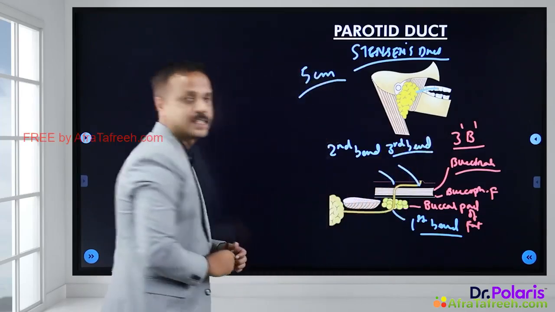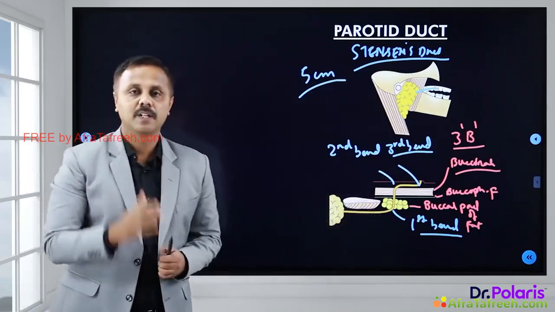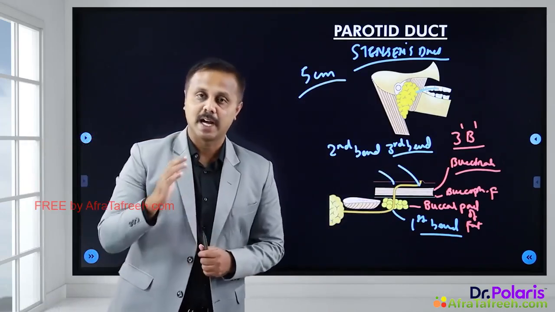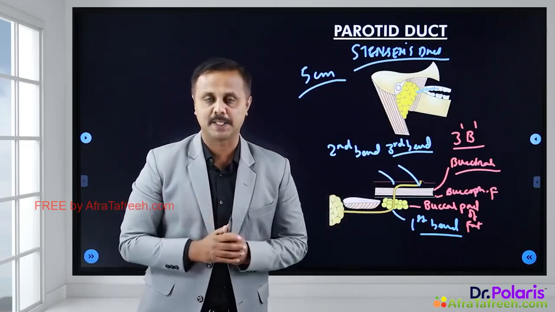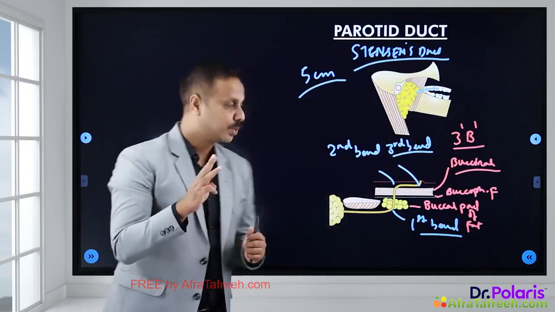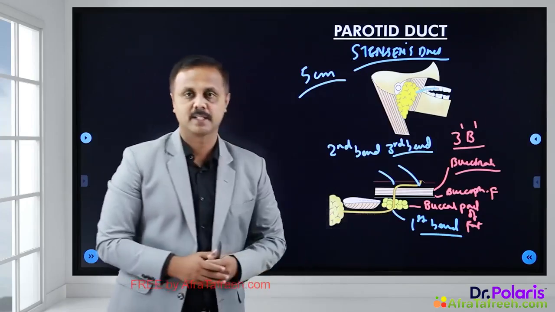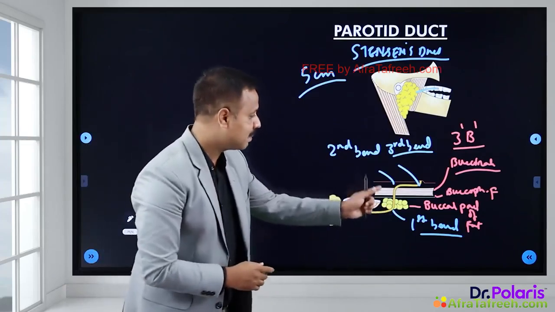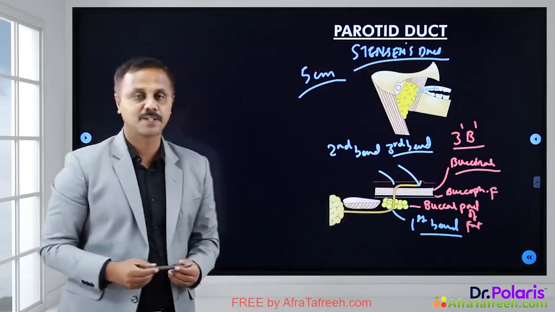Now where does this third bend occur? This third bend occurs at the level of the crown of the upper second molar tooth. At this point, the parotid duct will open into the oral cavity. So remember, throughout its course, the parotid duct will take 3 bends. You need to know where exactly these 3 bends occur, what are the 3 structures that are pierced by the parotid duct, and ultimately where is the opening.